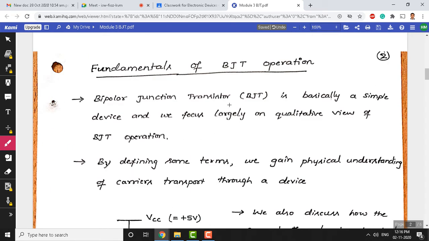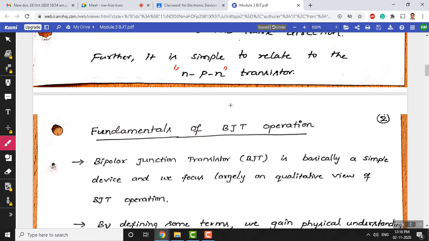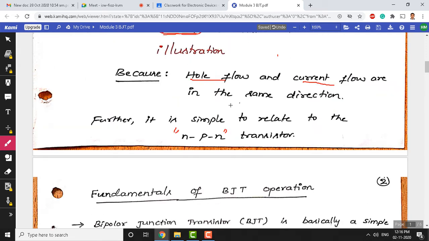Okay. Now, let us move on to the fundamentals of BJT operation. So far, I think we have covered just an introduction to the bipolar junction transistor. If you have any questions related to the introductory part, you can ask me here. Okay. Any questions? No questions?